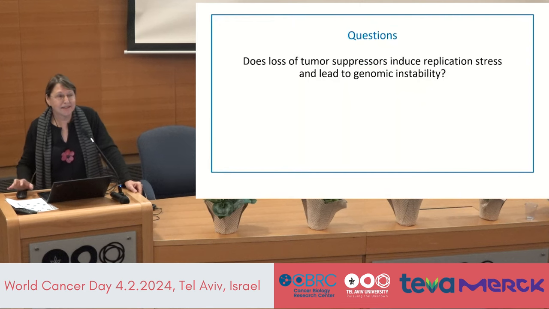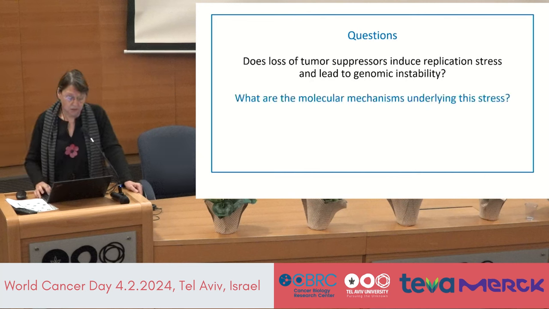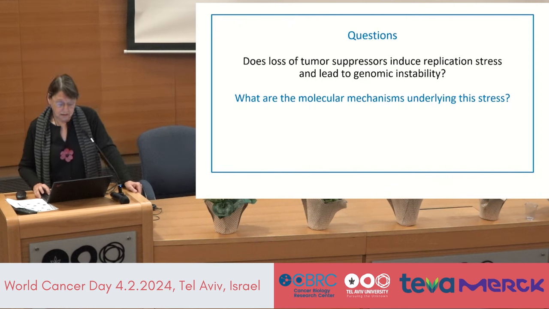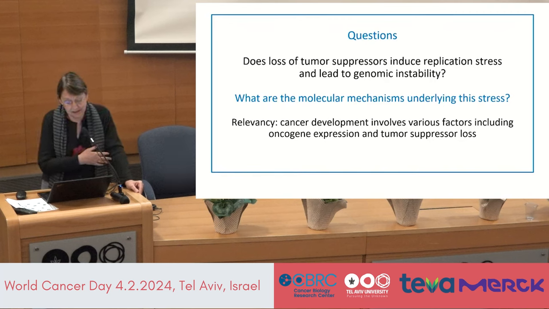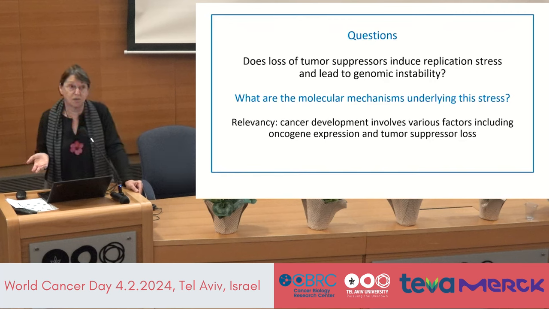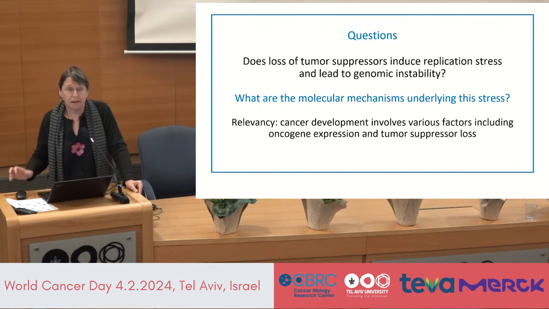And the main question that I want to discuss today was, does loss of tumor suppressors induce replication stress and lead to genomic instability? And what are the molecular mechanisms underlying this stress? And it is highly relevant to cancer, as during cancer development, there are various factors contributing, and this includes oncogene expression that we just discussed, but also tumor suppressor loss or malfunction.